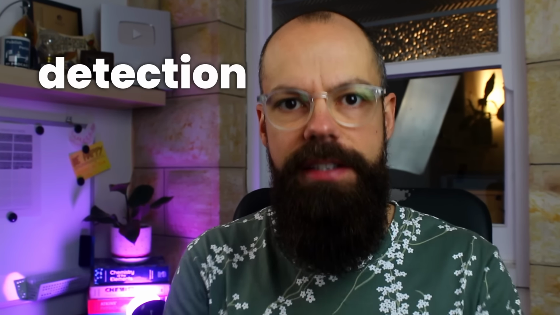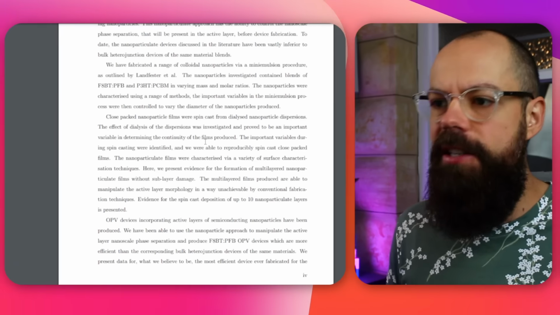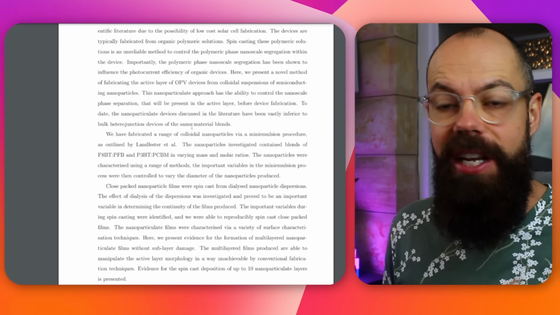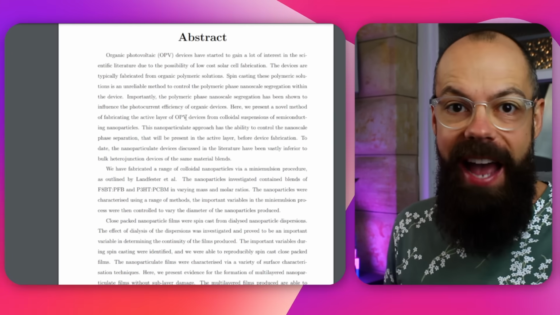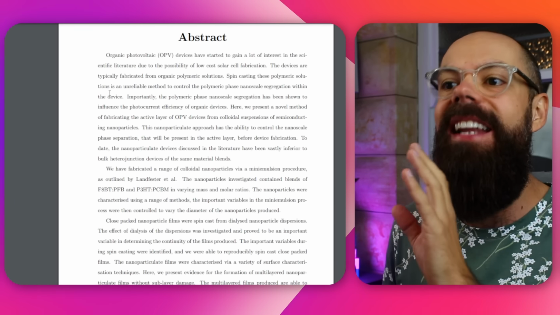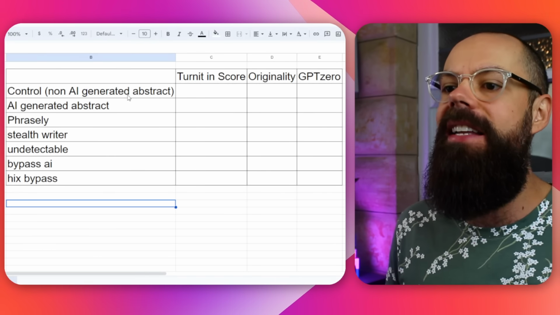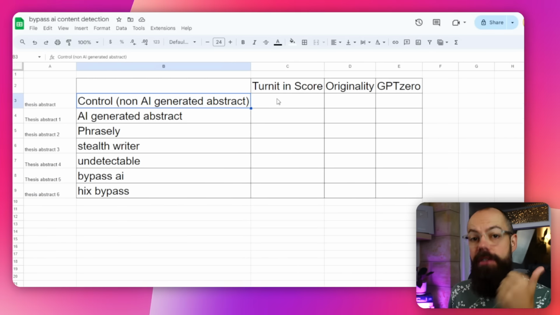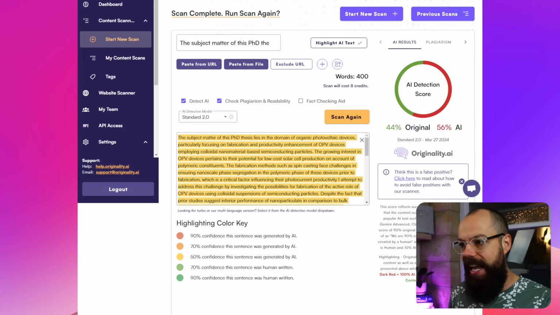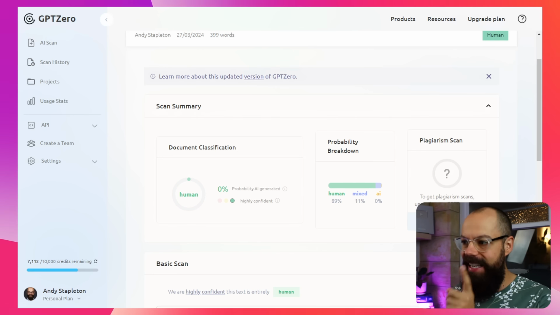I tested the 5 best services to bypass AI detection, and here are the results. They may surprise you, because the first thing I did is I took my abstract. This is one that I wrote for my PhD, and it definitely had no AI because it was written in 2011. So the first thing I did is I put it in Turnitin, I put it in Originality, and I put it in GPT-0.